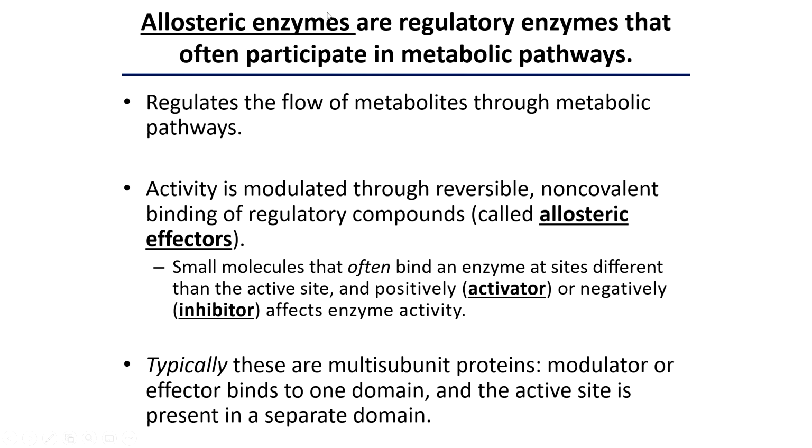The activity of an allosteric enzyme is regulated by effector molecules. These are small molecules that bind the enzyme at a different subunit than the active site. But when that binds, it changes the shape of the active site. Activators, when they bind to an allosteric enzyme, will make the active site more available to substrate and make the reaction go faster. Inhibitors, when they bind an allosteric enzyme, will change the active site so that it's not as good a complement for its substrate, and its substrate won't bind as well.